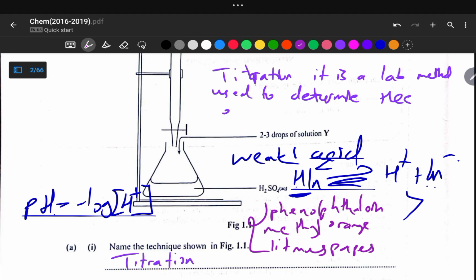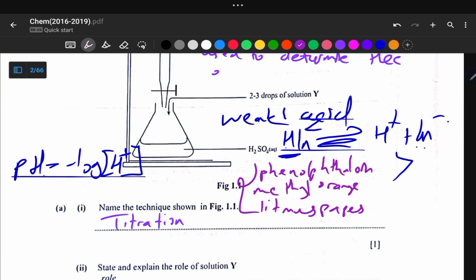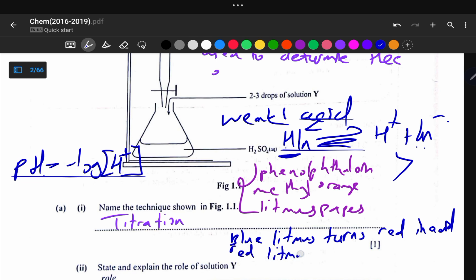So for the litmus, we have got blue litmus, which turns red in acid, right? And then red litmus, which turns blue in alkali or base, right? So you should also know these two colors.